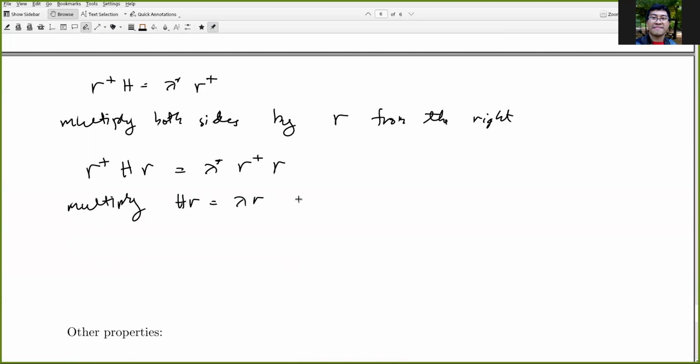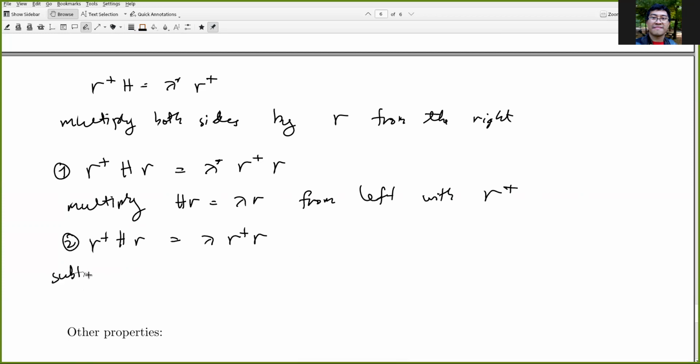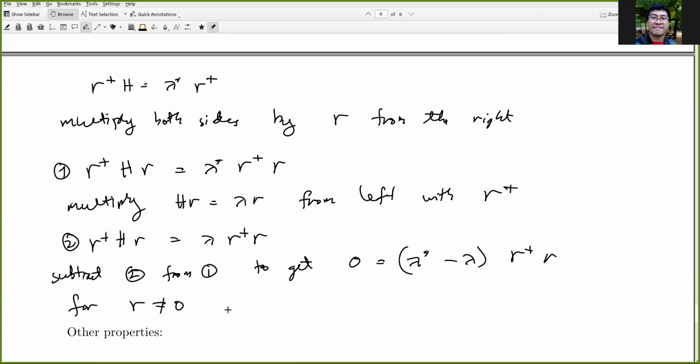So if we go back to our equation here, HR equals lambda R, we multiply from the left with R dagger. So you have R dagger HR equals lambda R dagger R. Let's call this equation one. Let's call this equation two. Subtract two from one to get, so one minus two, that's zero equals lambda star minus lambda times R dagger R. Assuming that R is not equal to zero, then lambda star equals lambda.